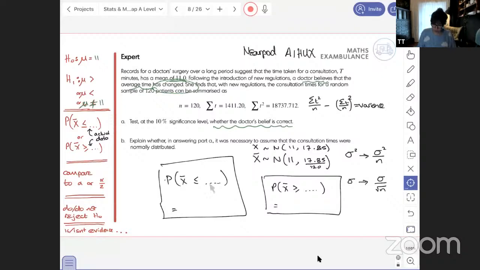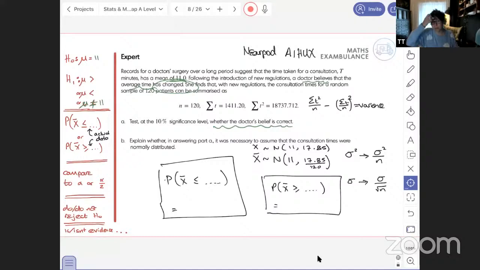X is not 120. No, this is not the result. It would be a bit weird if they found out that the actual data says the average time the 120 people waited was 120 minutes, and we're expecting 11. How do you get the actual mean? This is the actual data. That one divided by that one. Exactly. It's the actual data.